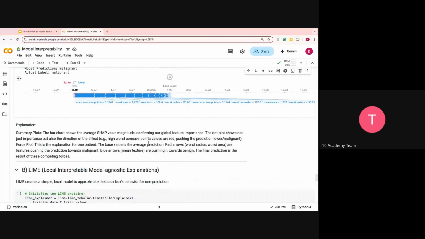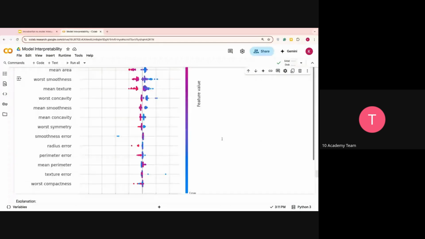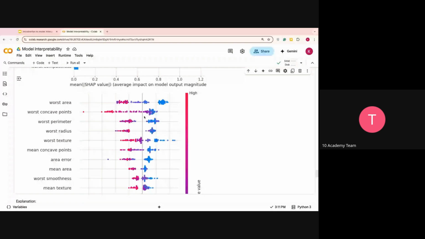After that, the second one, the dot plot, shows not only just importance but also the direction of effect. High worst concave point values are red, pushing the prediction to the management.